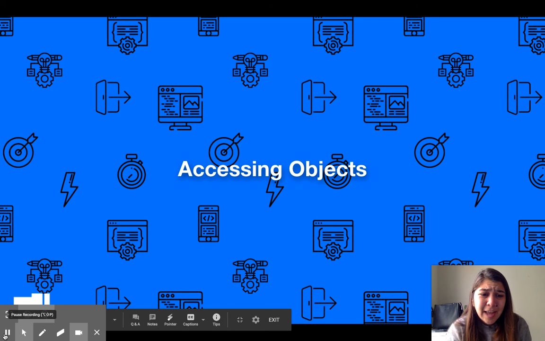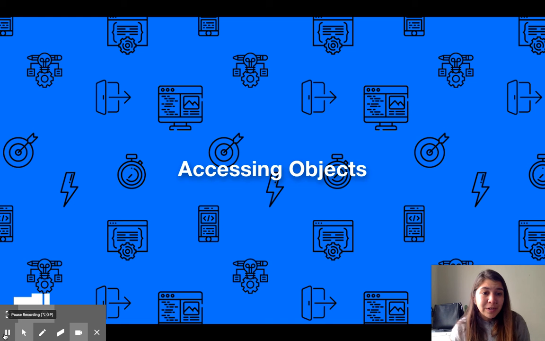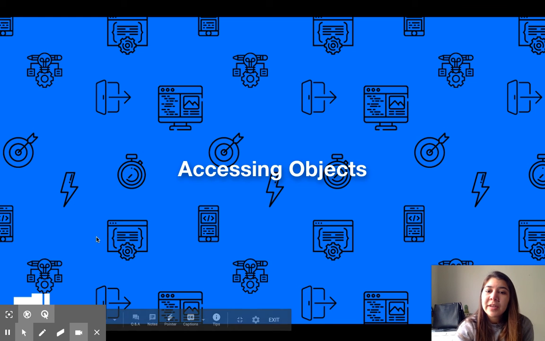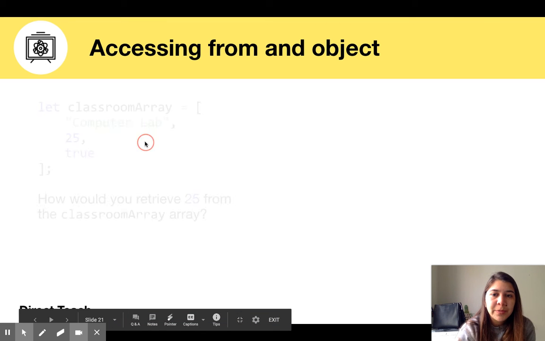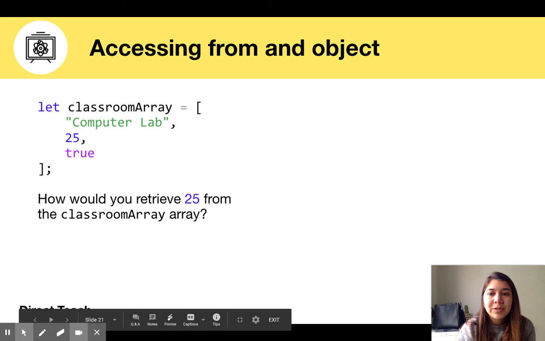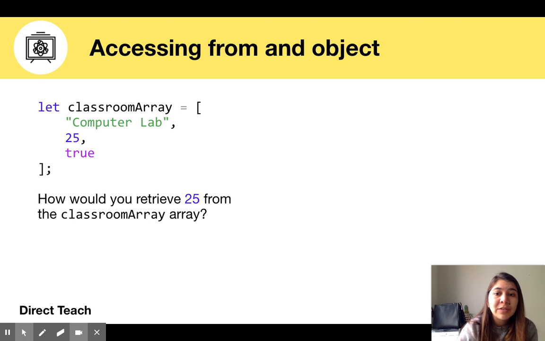So it's not enough to just have an object. We want to be able to manipulate it and do things with it. So let's talk about how to access data from an object. So here, if we wanted to retrieve 25 from the classroom array, we would say classroom array sub 1, right? Because we start with index 0 and 25 is in the second position. So classroom[1].